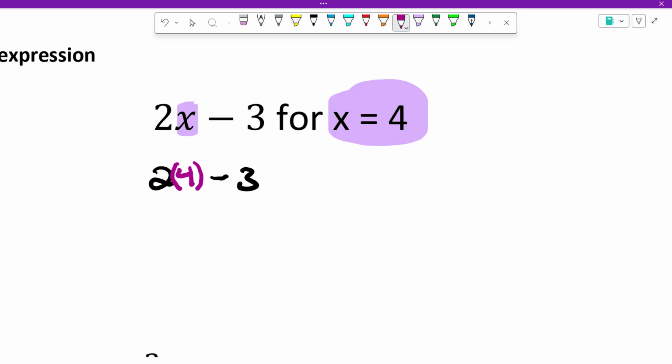So now, this just becomes a BEDMAS question. How many math operations are there? 2. There's a multiplication right here and subtraction right there. What do we do first? Multiplication. 2 times 4 is 8. We have the minus 3. 8 minus 3 is 5.